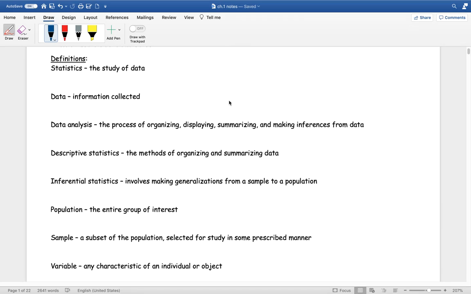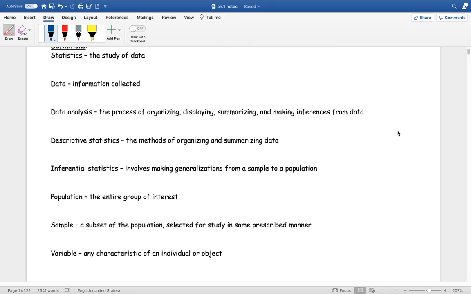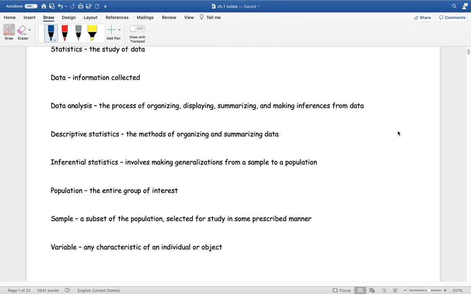Could be categorical, could be numerical, or qualitative and quantitative. And then data analysis is the process of organizing, displaying, summarizing, and making inferences from data. Just think about analyze. Those are the steps when you analyze something.